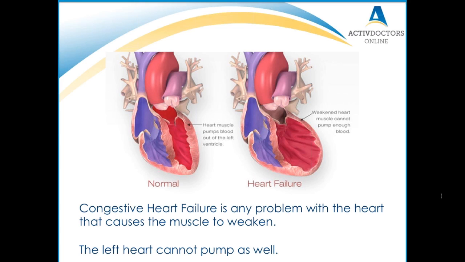You can see in this picture that on the left side of the picture, the red chamber in the heart, which is your left ventricle, has a nice, thick, muscular wall. But on the right picture, the one that's labeled heart failure, the muscle layer on the left ventricle is now stretched out and it's thin. And this is because something has happened to weaken the heart muscle. There are lots of things that we're going to talk about shortly about why the heart muscle gets weakened.